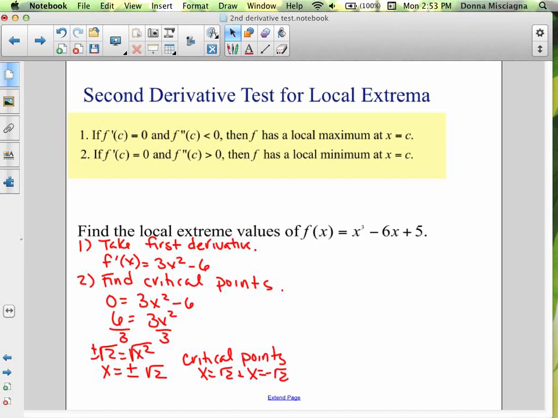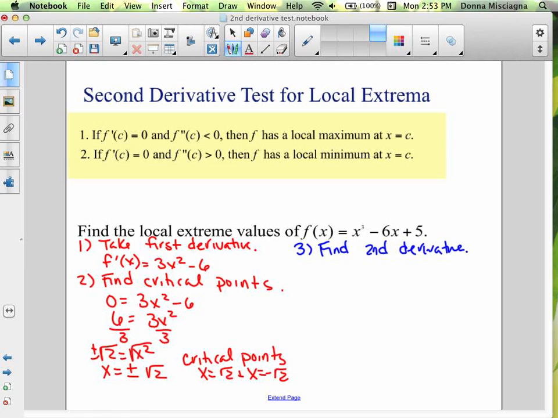All right, so now step 3, we're going to find the second derivative. Right, so we have f double prime of x equals 6x. All right, pretty easy derivative. We're going to take those critical points and plug them in. So f double prime of negative square root of 2 would be 6 times negative square root of 2, which is just negative 6 square roots of 2. Of course, that is negative.